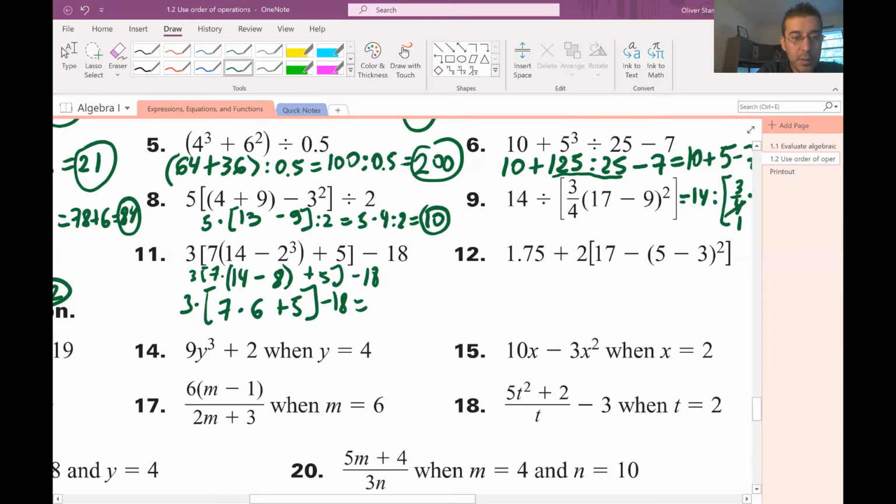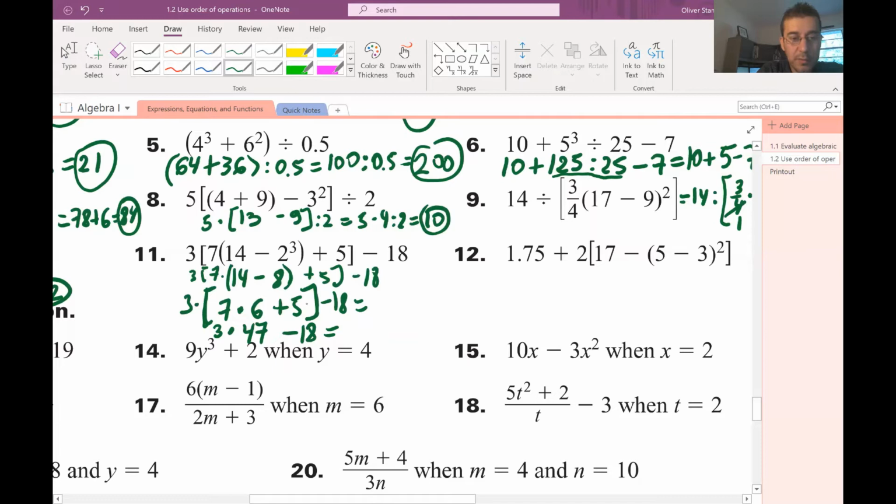Now next we do the grouping here, the straight brackets. Within the straight brackets we have multiplication and addition. So we do the multiplication first. 6 times 7 is 42. And then we do 42 plus 5, which is 47. And then we have 3 times that comes down, and then minus 18. Now we have multiplication, and then we have subtraction.